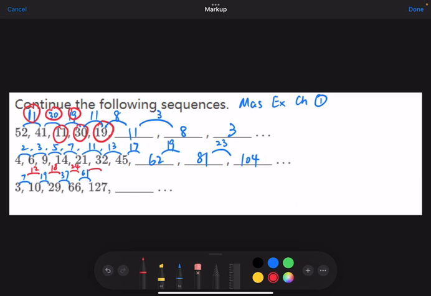So the next one will be 24 plus 6, 30. So 61 plus 30 gives us the next number we should be adding to 127, which is 91. So 127 plus 91 gives us 218 on the blank. And that's this question.